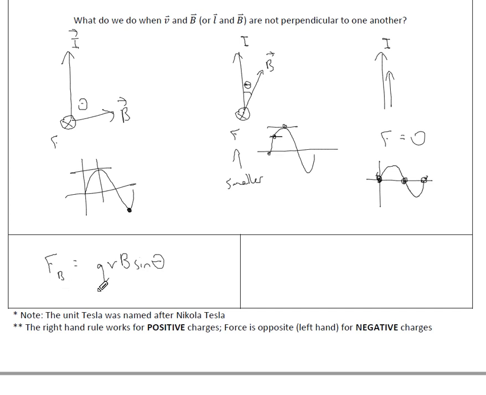So the force for the charge ends up being QVB sine theta, and same idea with a wire, ILB sine theta. And again, these are all in the formula sheet. And the tough thing is remembering what direction the force will be in.